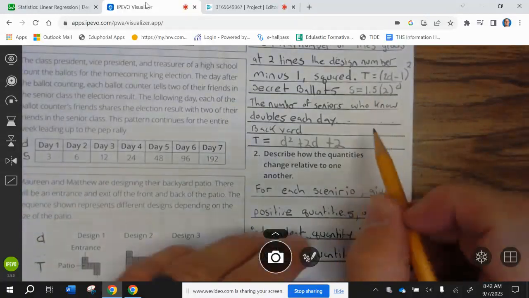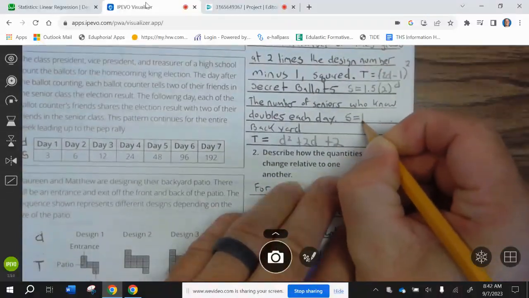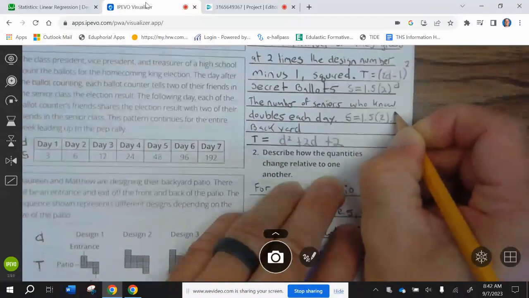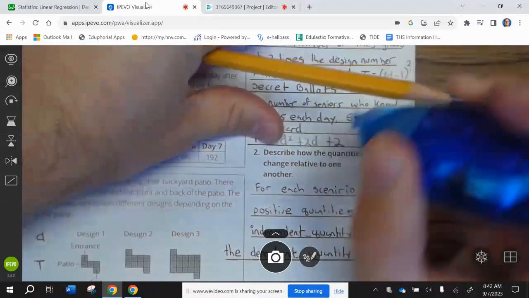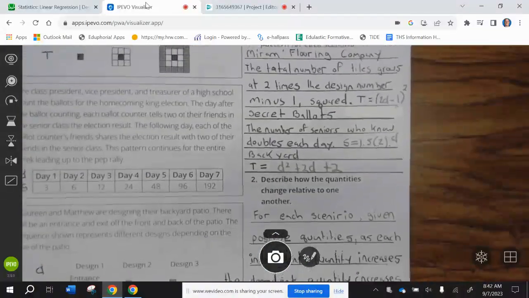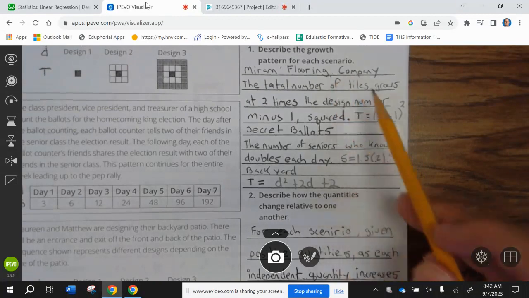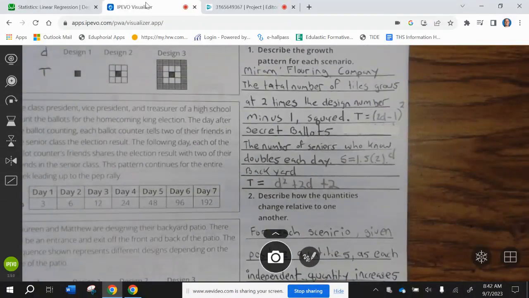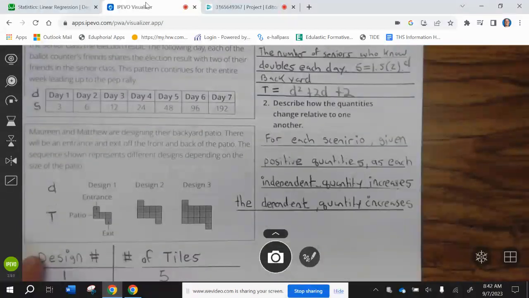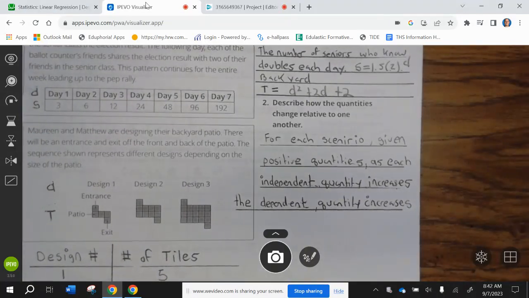Now, I'm actually going to move this right here, so that there's no confusion about which equation goes with which. So this goes with Miriam's flooring, this goes with secret ballots, and this goes with backyard. All right. Number 2, describe how the quantities change relative to one another. For each scenario given, positive quantities, as each independent quantity increases, the dependent quantity increases. All right, let's take a look at the next page.